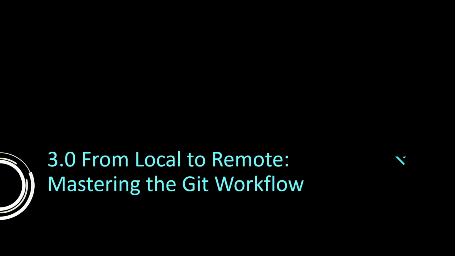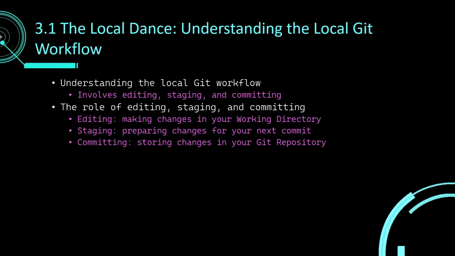Okay, so let's have a look at the local to remote Git workflow. We'll look at this in two parts. Let's understand the local Git workflow first, which is going to be the crux of our daily interaction with Git. And this consists of three fundamental steps. We've talked about some of these steps before. They are the editing, the staging, and the committing.